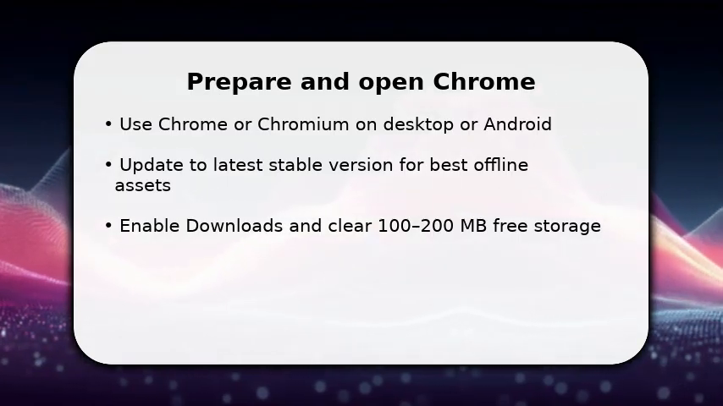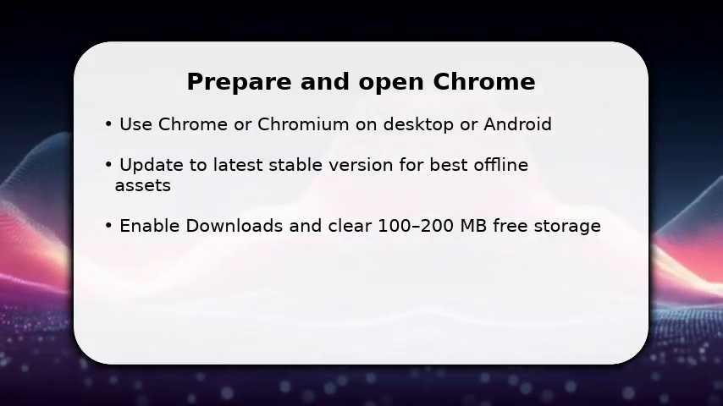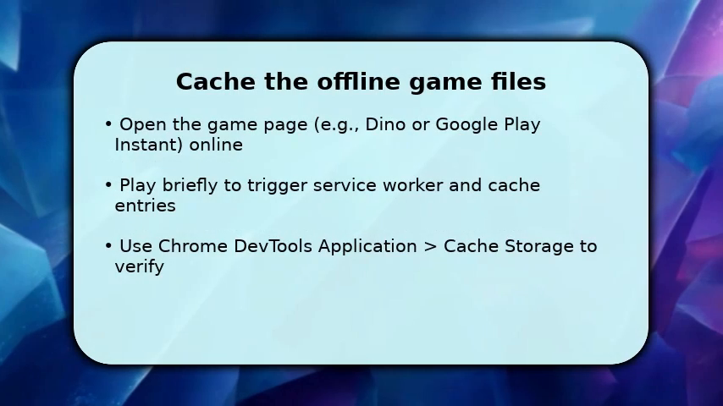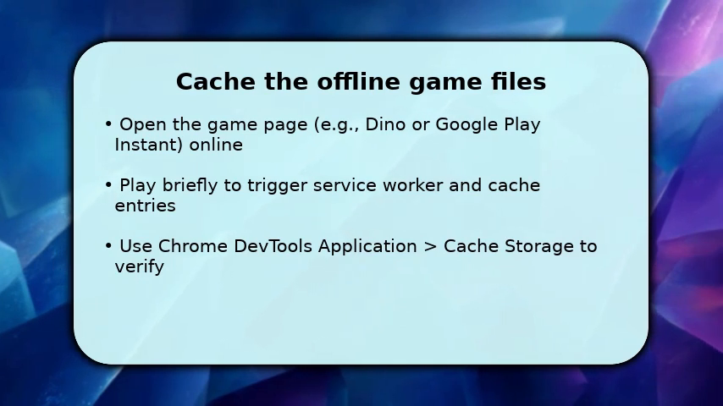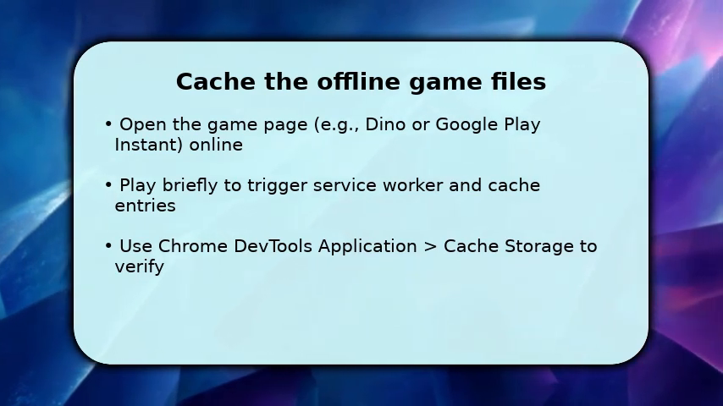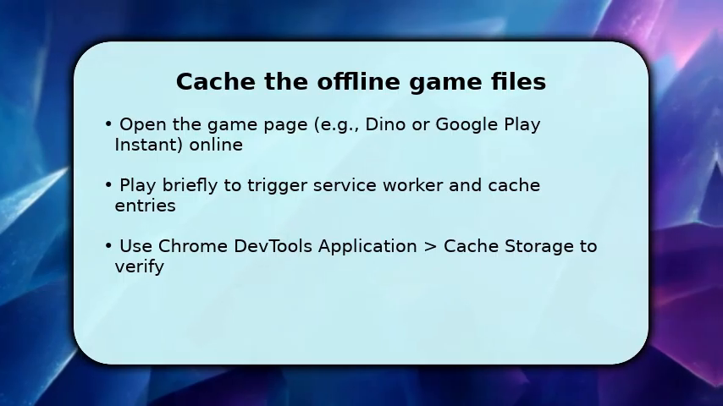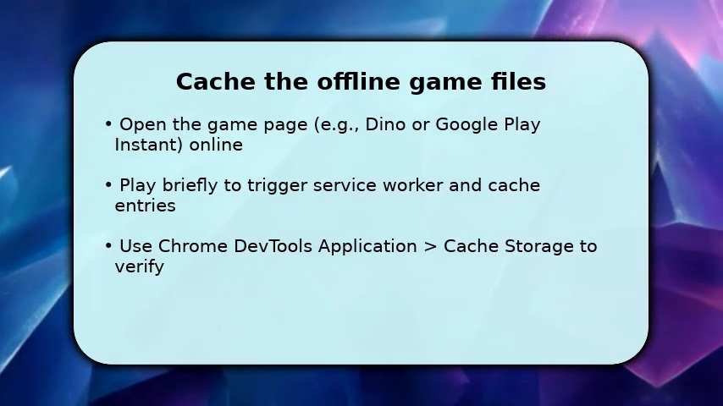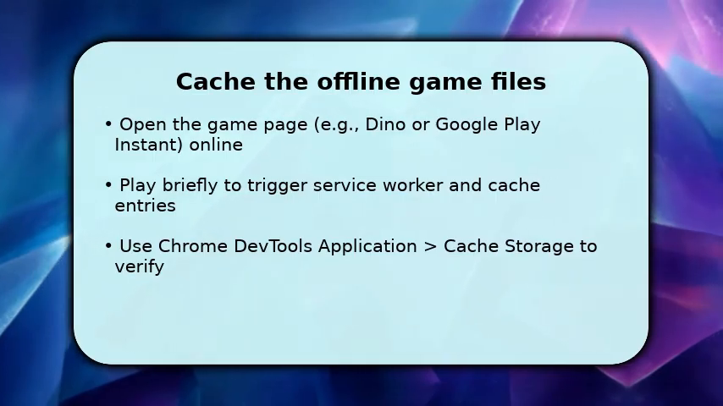You'll need a working internet connection for the initial fetch, but after caching, you'll be able to play without a network. Now you cache the game. With internet on, navigate to the offline game page, play a short session to force the service worker and files to download into cache. Make sure you interact with menus and start levels so all assets are fetched.